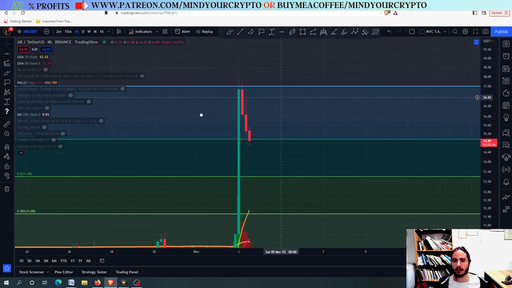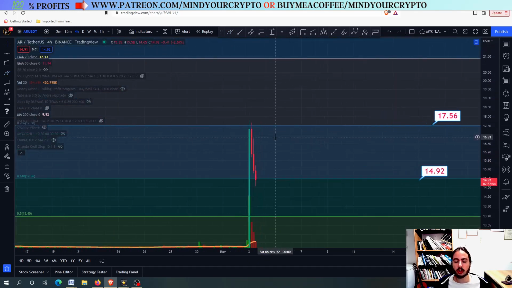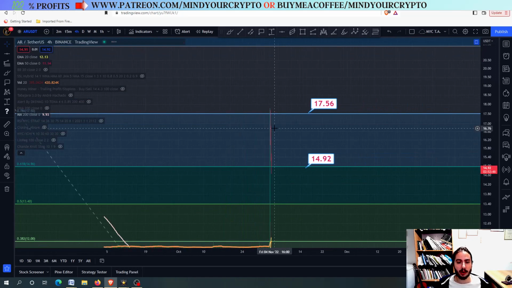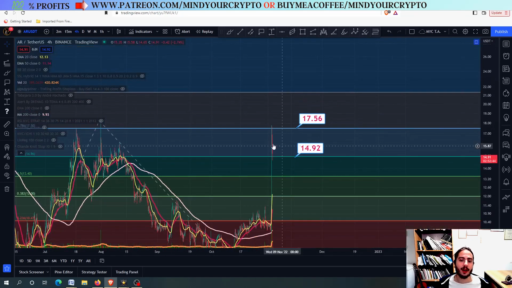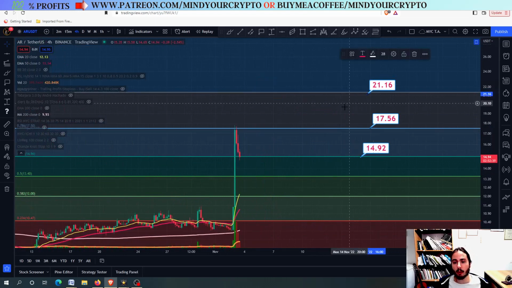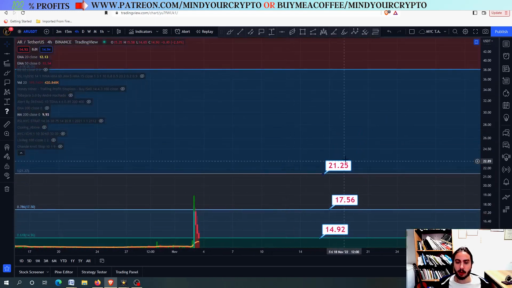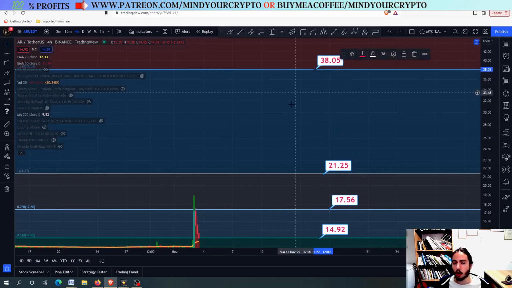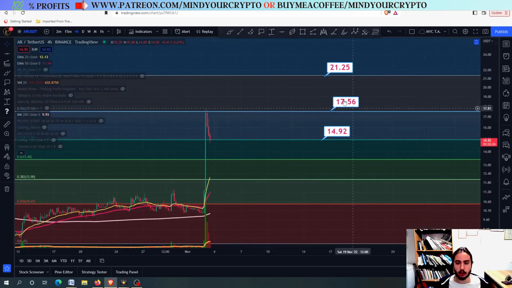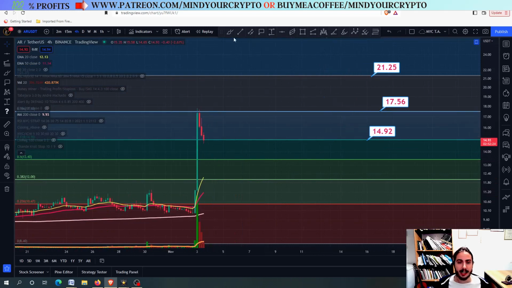However, in the 4-hour frame, you can see the huge role that this line is playing. We got rejected here, the 0.786 trend-based Fibonacci extension level. It is a very huge and critical level that if we can surpass and close above, we will go all the way to the 21, and it is very possible that we can go into an impulsive wave going to the 38 USDT. Right, so yeah, it is very possible, but at the same time we need to close above the 17.56. Now, why do we need to hold the 14.92?